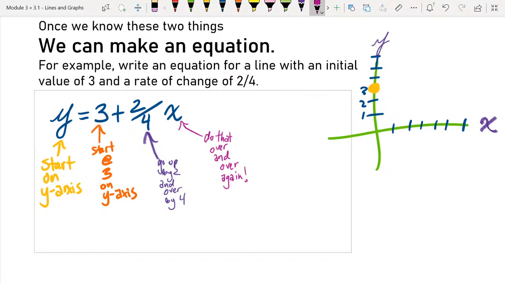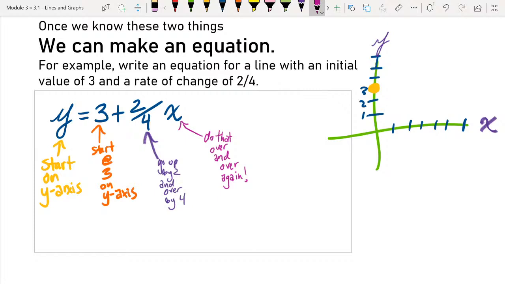Now, there's another thing that makes this a little bit more annoying. I like this. And if you're giving me an answer, give it to me like this. This to me makes so much sense. Go to the Y, start here, go up and over by this, do it over and over again. That's the equation. That's a great answer. It's not a wrong answer, it's a right answer. It's a really good answer.